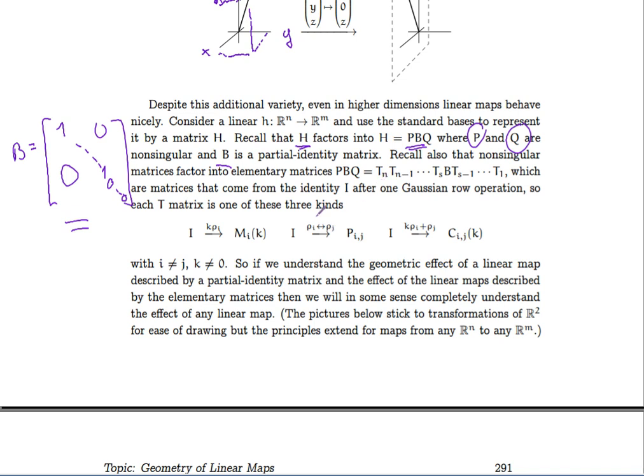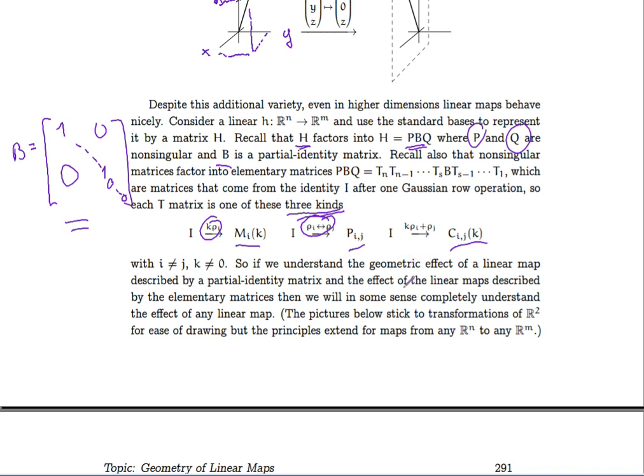Now you may remember that there are 3 kinds of elementary matrices. There's the kind that multiplies a row by a scalar. There's a kind that switches 2 rows. And there's a kind that takes 1 row and adds to it a multiple of another row. And these are the notations we use for those 3 types of elementary matrices.